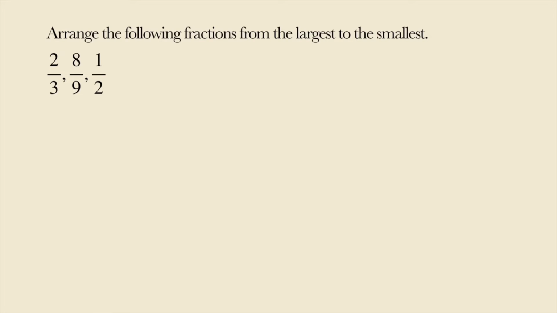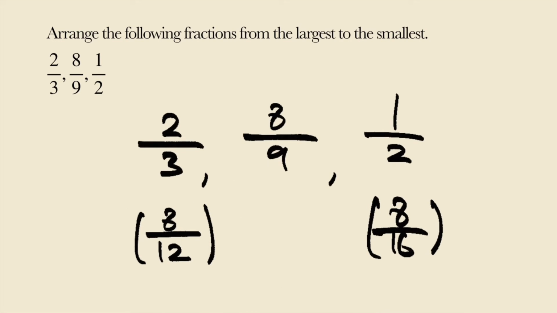Arrange from the largest to the smallest. Again, the numerators and the denominators are not the same. So what I did in this case, looking at 3, 9, and 2, and 2, 8, and 1, I realized it's easier to convert all the numerators to 8. And that's what I did. Multiply by 4, multiply by 4. So we got 8/12, 8/9, times 8, times 8, 8/16.